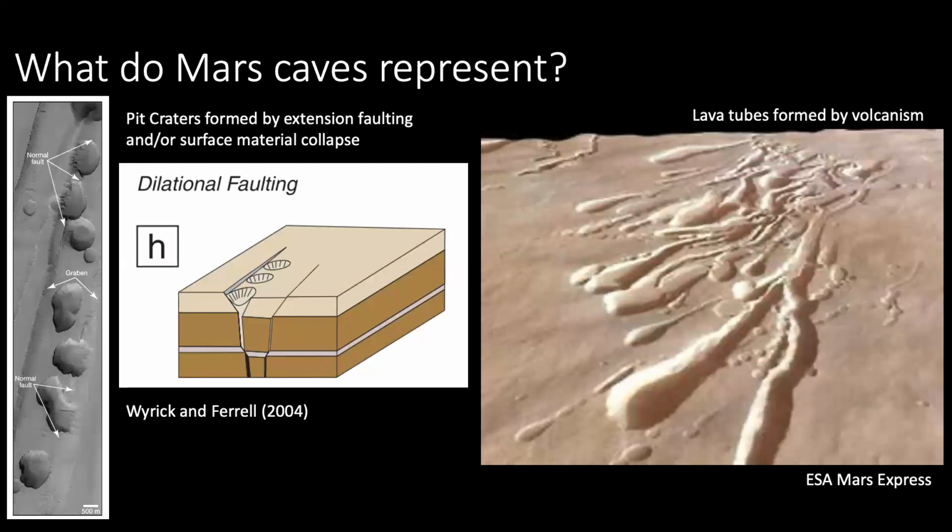There are other ways collapse features might form, including dike intrusions, where, once the magma is removed from the system, it can no longer support the ground above it, and so you get a collapse. You can also have constructional features. So on the left-hand side, all collapse features. On the right-hand side, we have constructional features. And this is a beautiful image. It's one of my all-time favorite Mars images, showing the lava tubes running across the surface of Mars. This was taken by Mars Express.